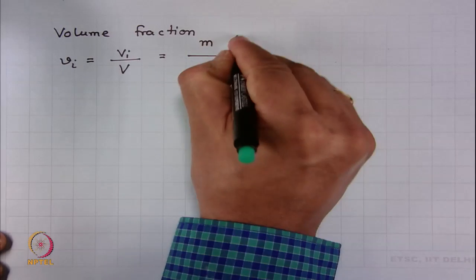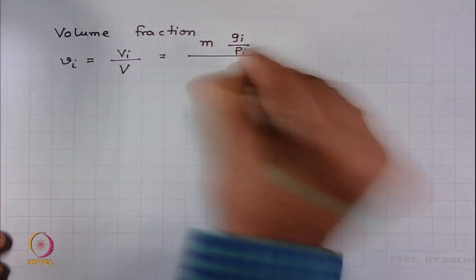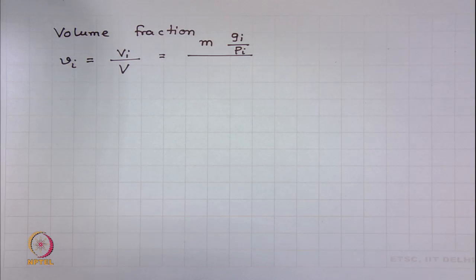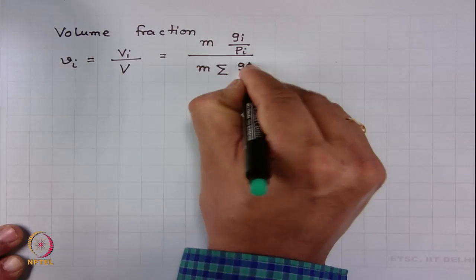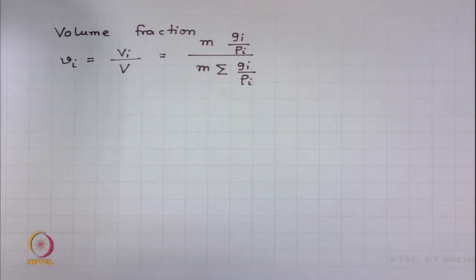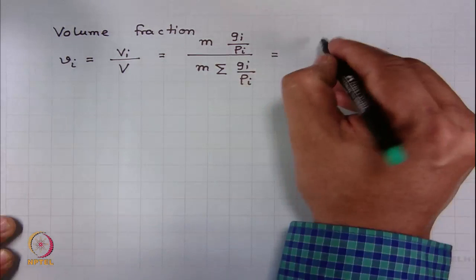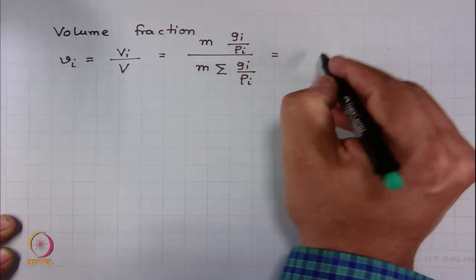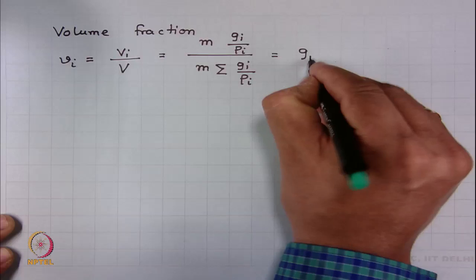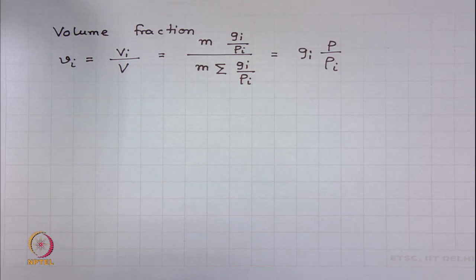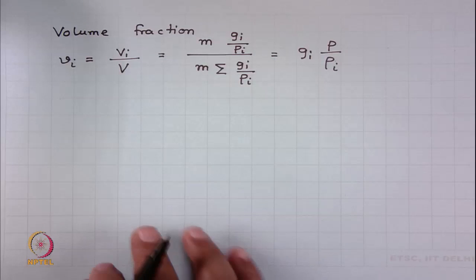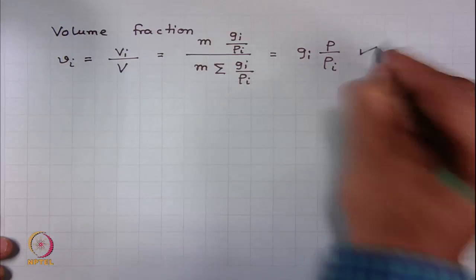We have just now derived this expression. What is the volume of all fibers? That also we have just now derived: m into summation gi by rho I. So, what we obtain? We obtain gi into rho by rho I. If we write in terms of percentage, we can also find out similar expressions. So, this is the expression for volume fraction of fibers in the blend.